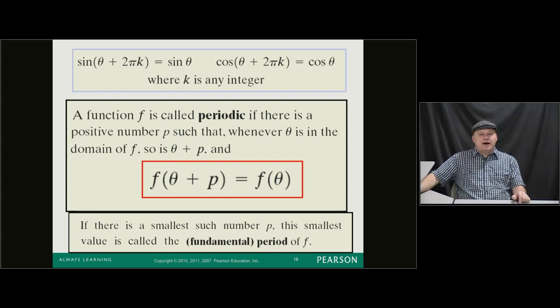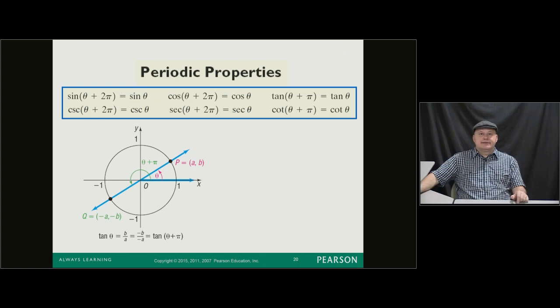So 2 pi is 1 complete revolution. 4 pi is 2 complete revolutions. 6 pi is 3 complete revolutions. So 2 pi is the smallest one in this case. Now let's look at this one. Look at the tangent of theta.